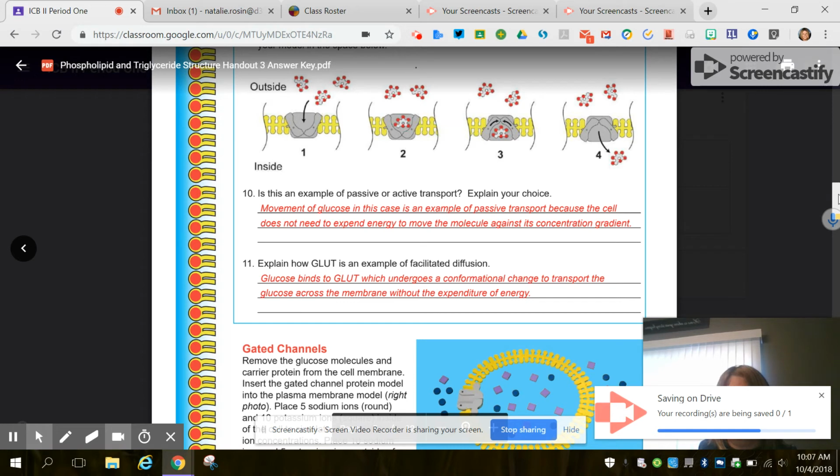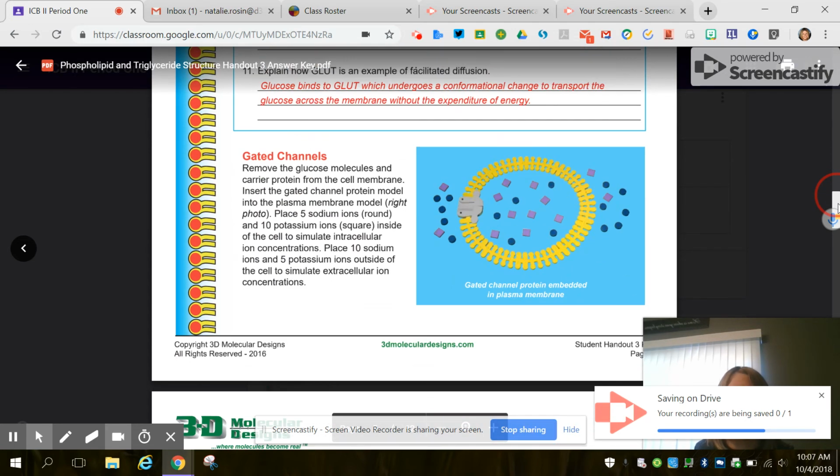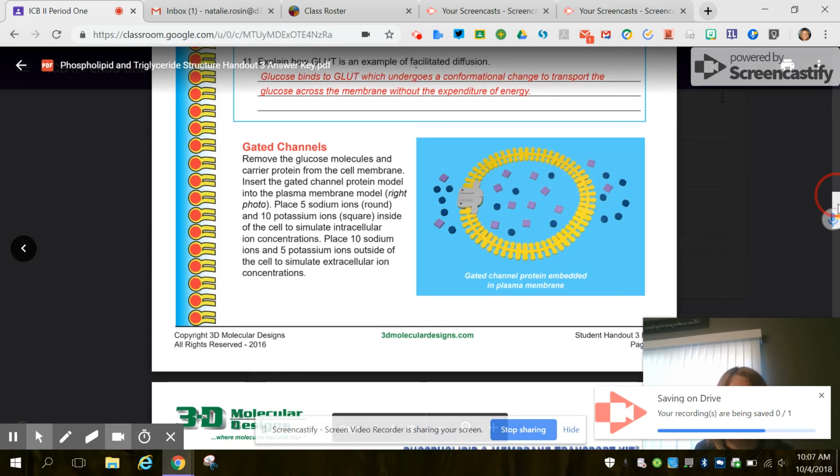You don't need to know how fast it does it or how slow it does it. It's just that because it's more specialized, it is going to take a little bit longer. Also because it is so much larger than the other molecules, that would be another reason why it's not going to move through as fast. So that's sugar. The last things that are mentioned in this packet are ions.